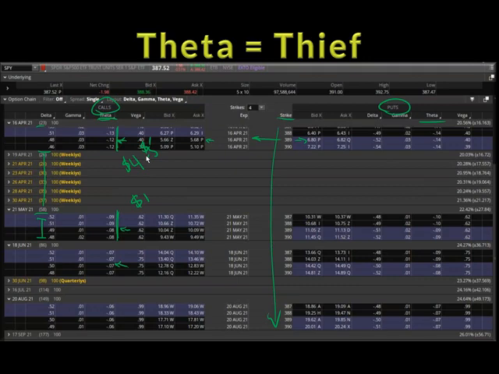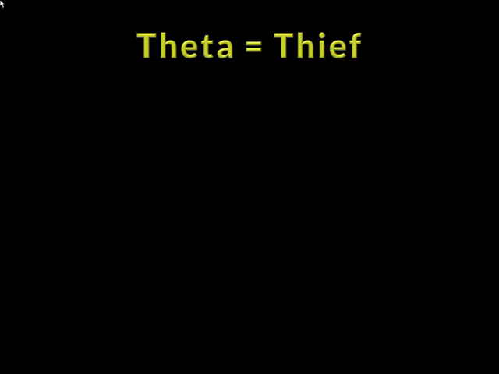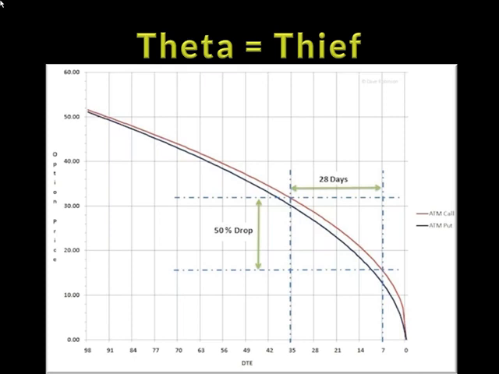So if we are buying options, we want to limit the thief, all right? So the way to limit the thief is to go out further in time, all right? And what I like to say is when we're looking at further out in time, this is like right in here, right around 45 days. This is your buy zone.